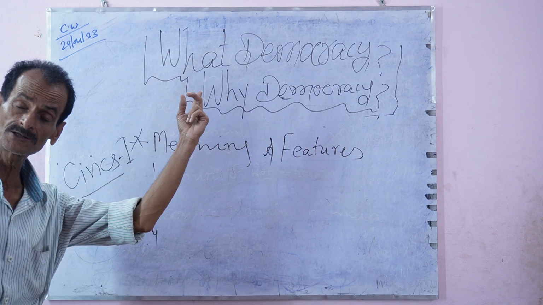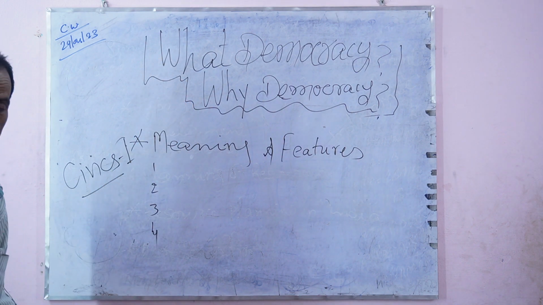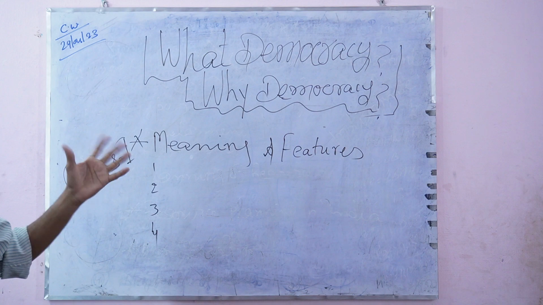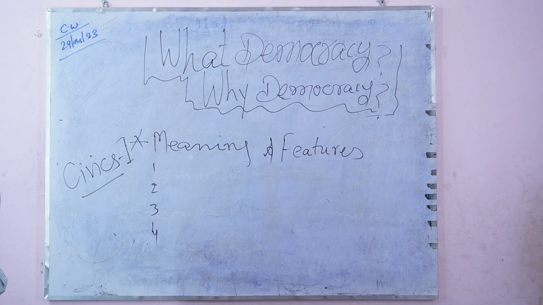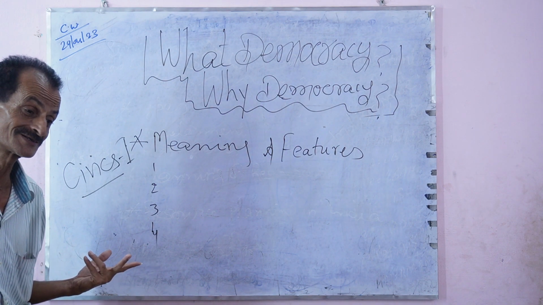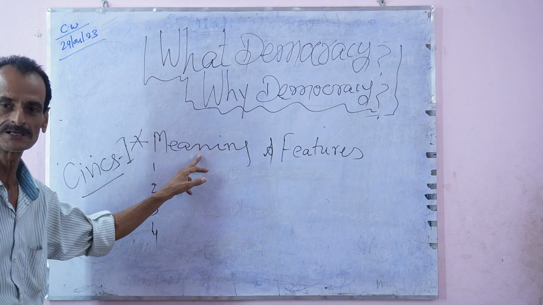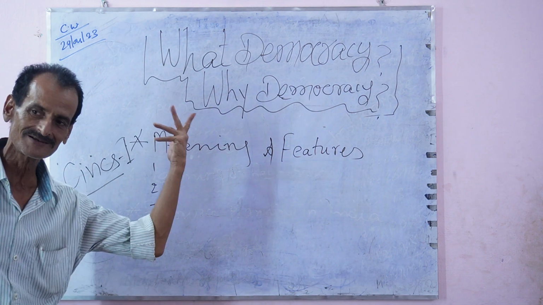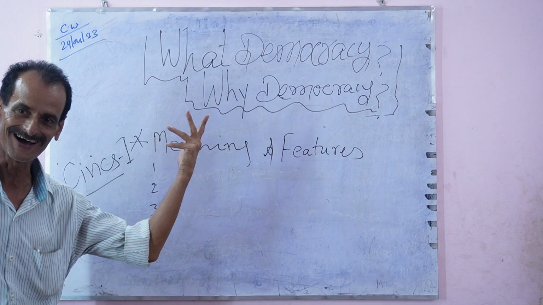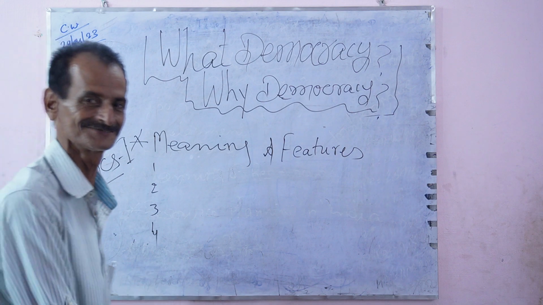What type of government is set up in that country? Not told. What type of election is held? Not told. Which type of people take part in the election? Not told. Who are the rulers? Not told. So this is an incomplete, inadequate definition. You can make a complete definition by mixing four features, and your simple definition will become a complete definition.